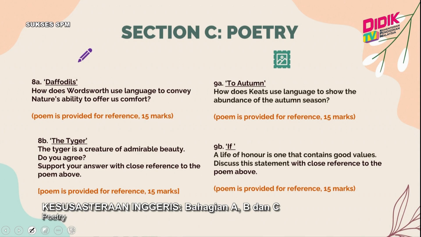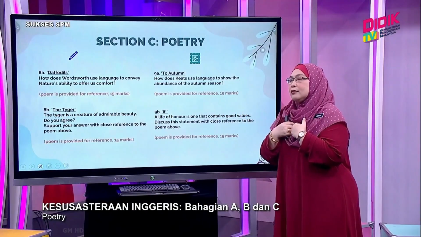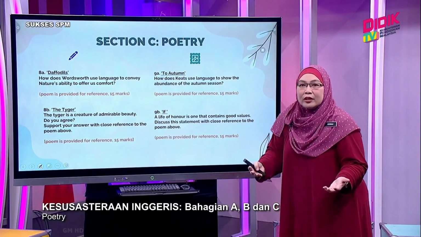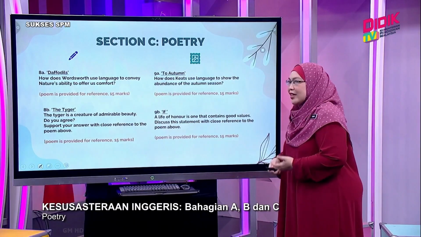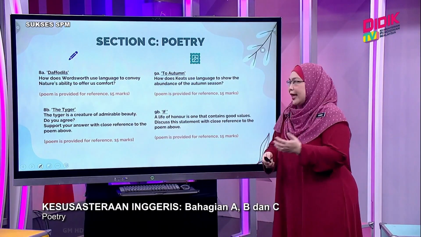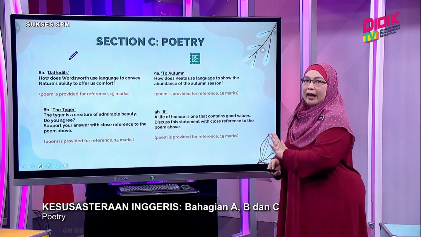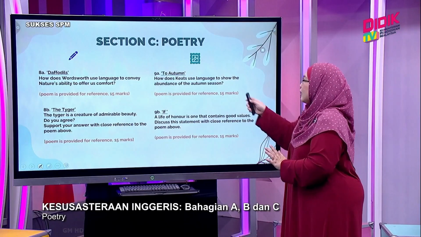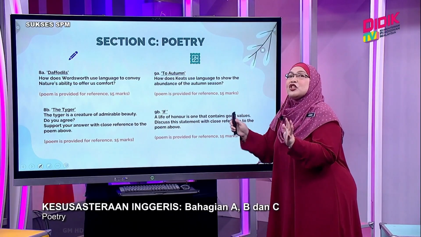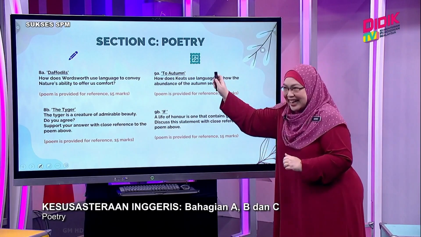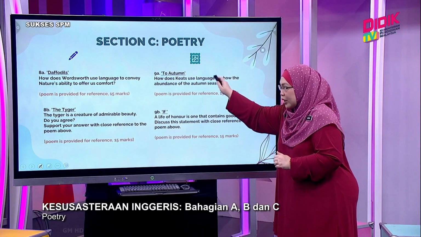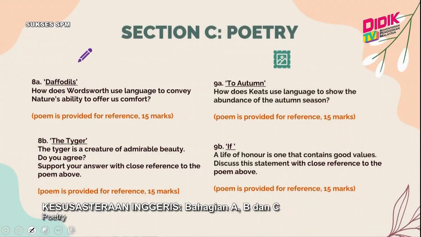I do not know which 4 are coming out, so I always tell my pupils, be ready with all 10. There's just no escaping knowing all the 10 texts there. Okay? But what I have for everyone to see today is a collection of 4 poems. So let's just imagine, Hanif, that you've got 8A, Daffodils, by William Wordsworth, 8B, The Tiger, by William Blake. It's a William combo. You can see that. And then 9A, you've got To Autumn by John Keats. And then 9B, If by Rudyard Kipling.